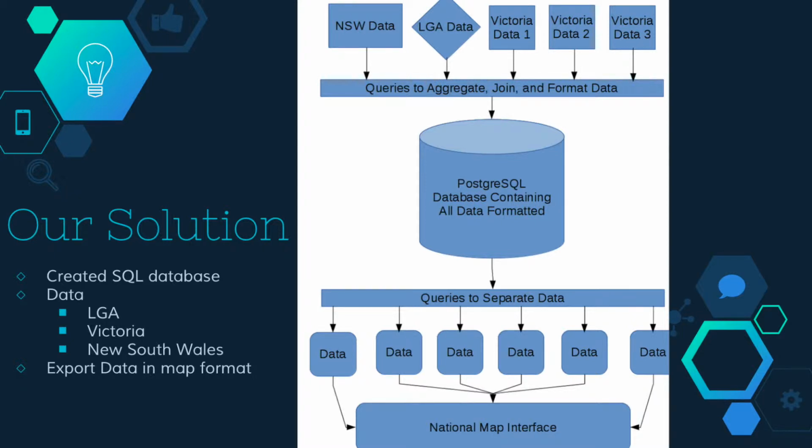So what we did first is we created tables in the format of the raw Victoria data, and then we ran a bunch of queries on that to aggregate and select it into a table in the same style as New South Wales. From there, we were able to run a join on those two data sets. And then we were also able to import the LGA data into there to get our coordinates for the map. And then after that, we used queries to export the data into multiple different data files that would be able to be displayed on the national map interface.